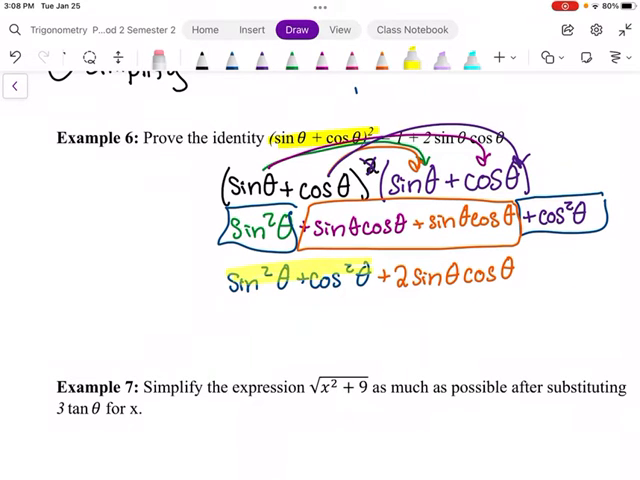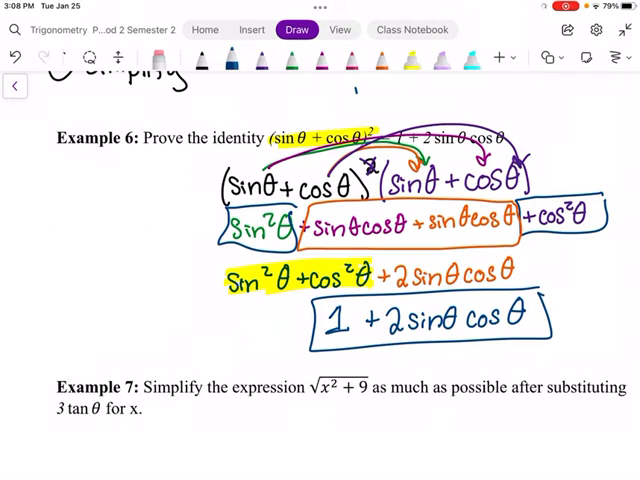Because we know sine squared plus cosine squared equals 1, we can now substitute 1 in for this part of the equation. So we're going to have 1 plus 2 sine theta cosine theta. And that was what we were trying to prove, so that is the end of our problem. So knowing those identities is important for these types of problems because you're going to be substituting in them for each other all the time.